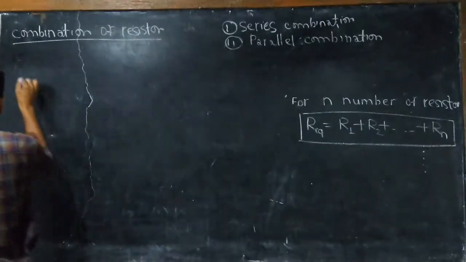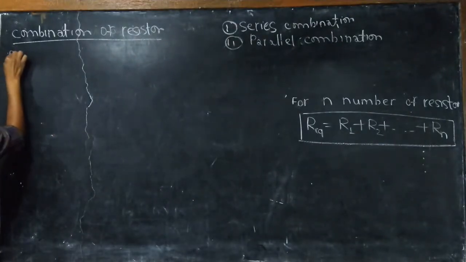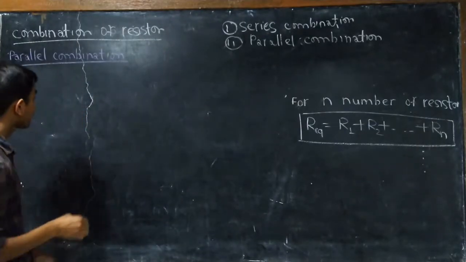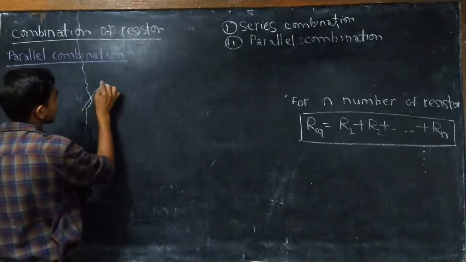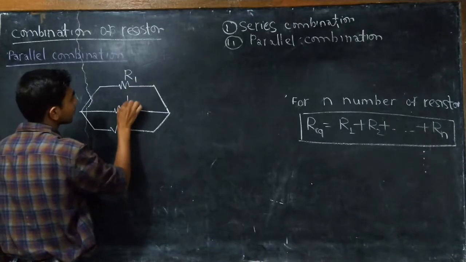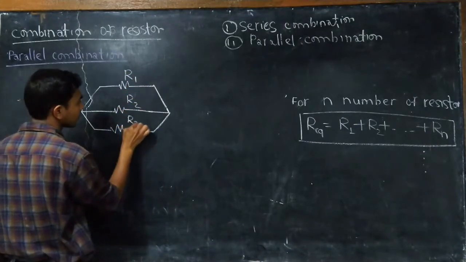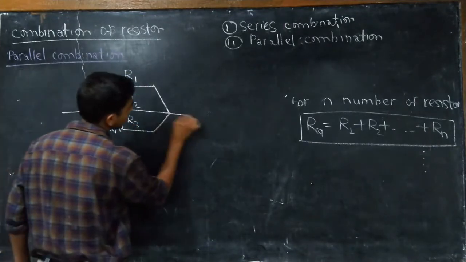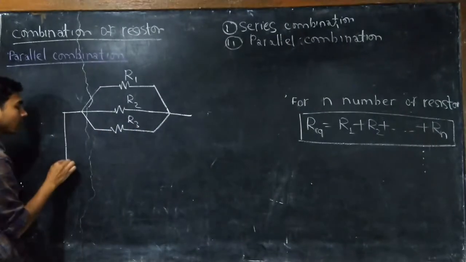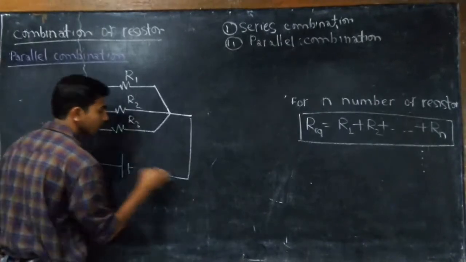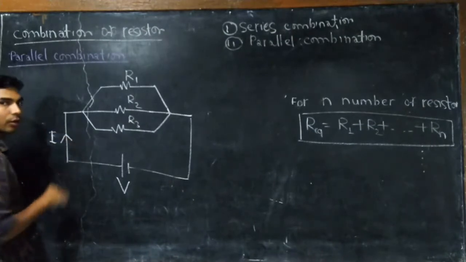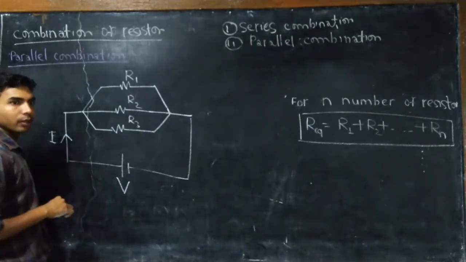So parallel combination. See, if resistors are connected like this, then this combination is known as parallel combination, right? This combination has two terminals. One is this one, another is this one. So I'm going to connect a battery here, and the battery has potential V. Due to that, current I starts flowing in this one, right?